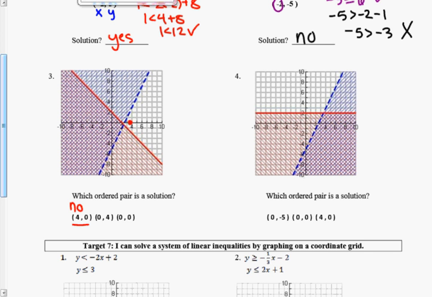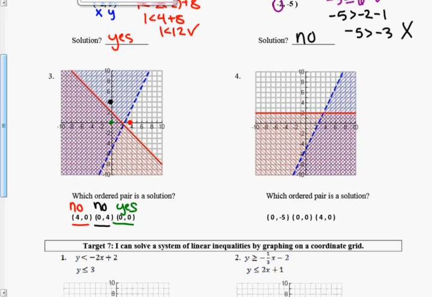When I graph the point 0, 4, it is in the shading of the blue graph, but it is not in the shading of my red graph. So 0, 4 is also not a solution. 0, 0, when we graph 0, 0, it's right at the origin. It is in the shading of the blue and the red graphs, so it is a solution.